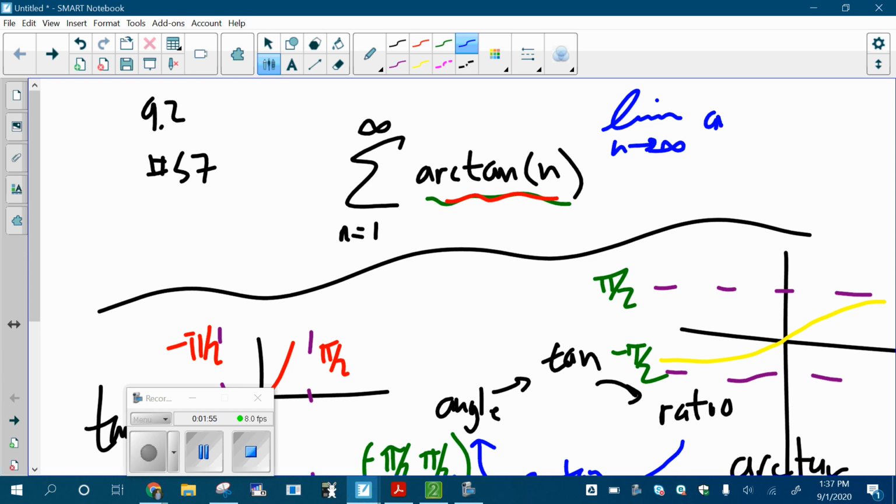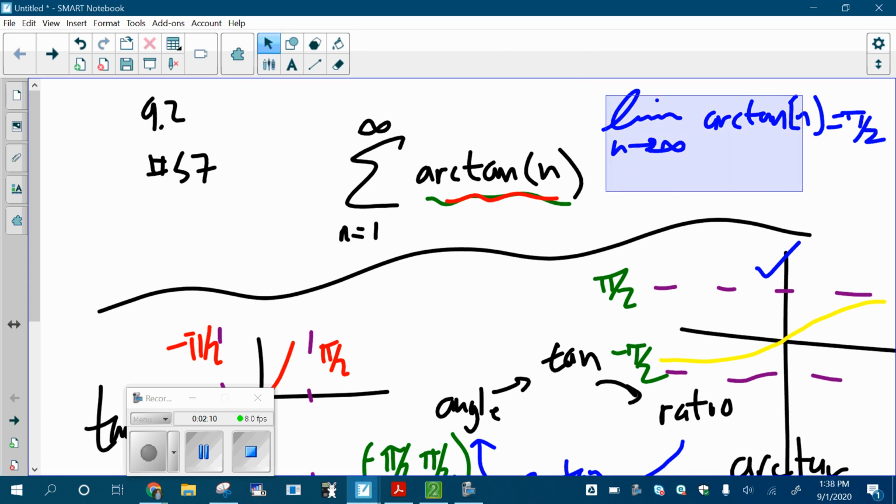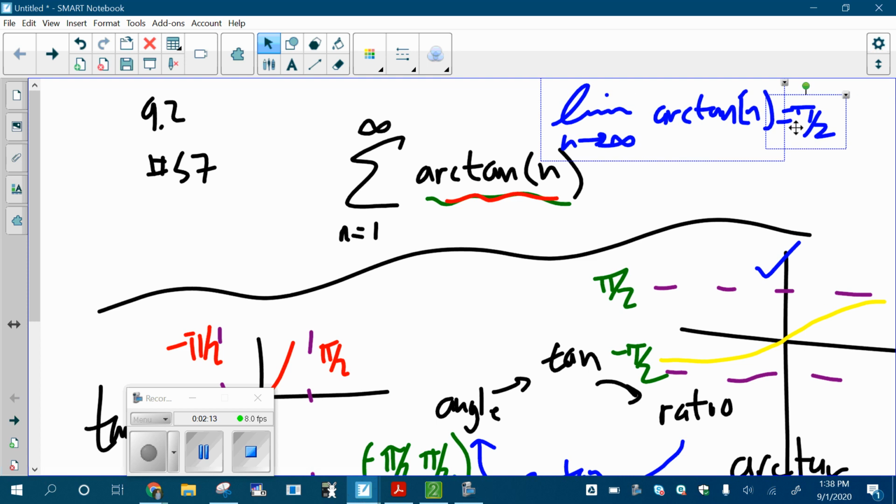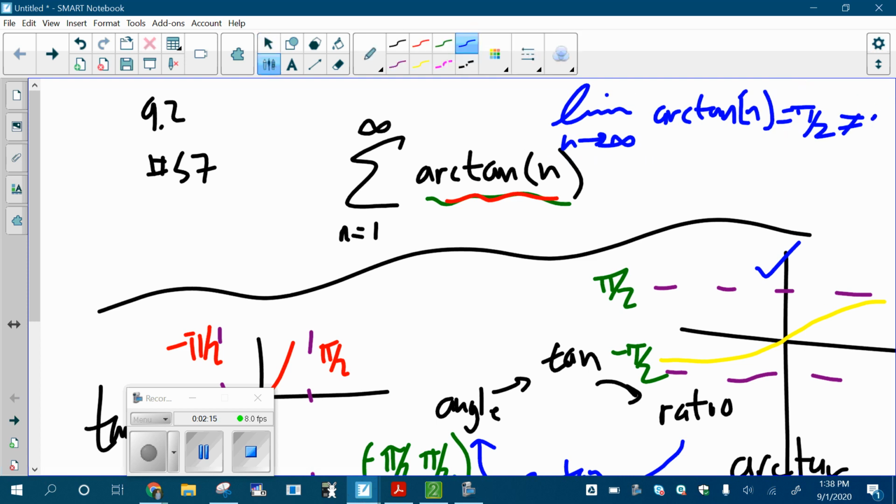Well, the limit of the sequence part, it's probably easiest to think about this graphically. The limit as n goes to infinity of arctan, if you look at this picture down here, it's going to pi halves. Uh-oh. Pi halves? I ran out of room here, sorry. Pi halves does not equal 0.